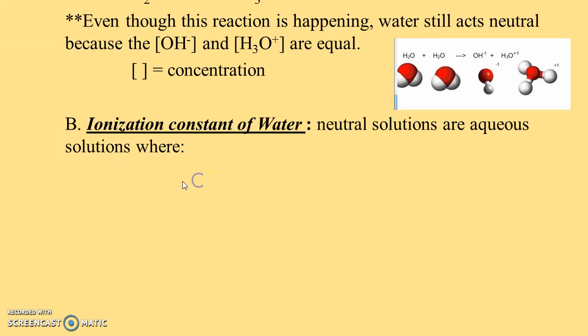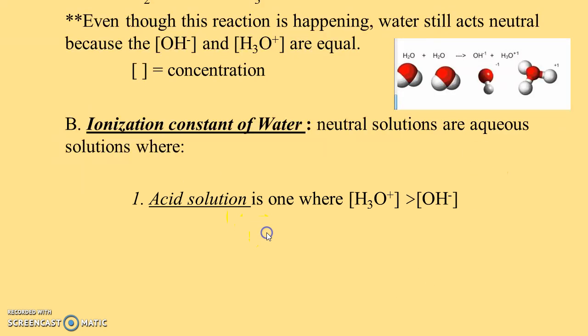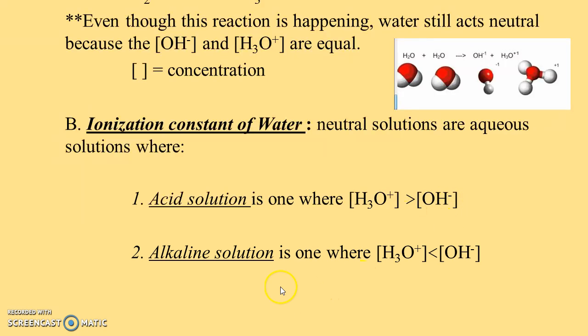Neutral solutions are aqueous solutions where the hydronium and hydroxide concentrations are equal. In acid solutions, the hydronium ions are going to be at a higher concentration than the hydroxide ions. And alkaline, which is another word for a base solution, is one where the concentration of hydronium is less than the concentration of the hydroxide ion. So that's how we can really define acid solutions and alkaline solutions.